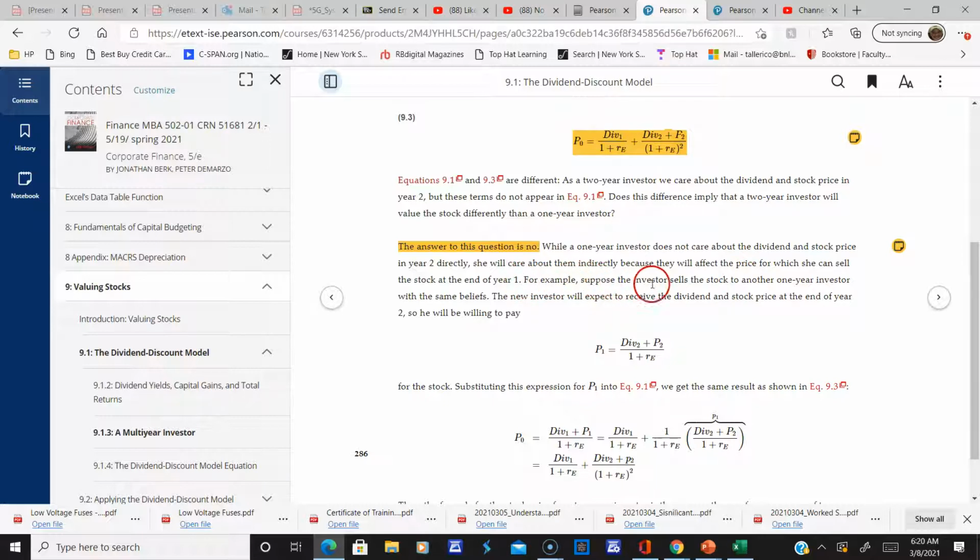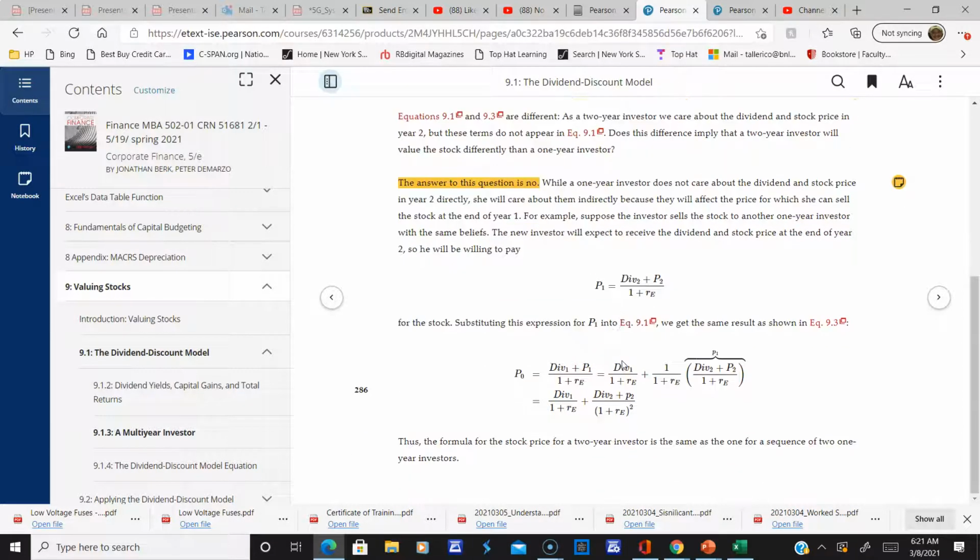For example, suppose the investor sells the stock to another 1-year investor with the same beliefs. The new investor will expect to receive the dividend and stock price at the end of year two, so he will be willing to pay this price here, P1, which is this term right here, on the right-hand side of the positive sign. Everyone see that? This is what he will pay for the stock.